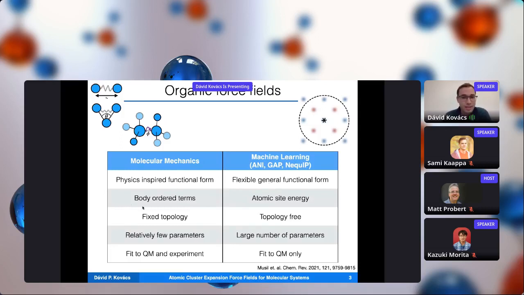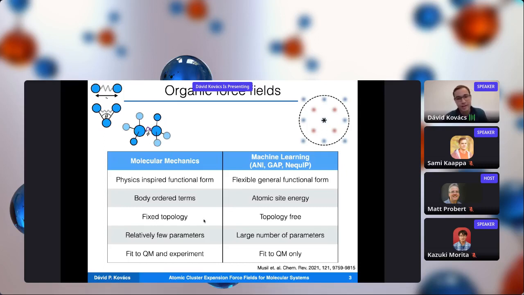What's interesting in molecular mechanics force fields is that their short-range part is body ordered. They have two-body bonded terms, angle terms, which are three-body terms, and then these dihedral torsional four-body terms. Whereas these machine learning force fields usually look at an atomic site energy, so they predict the contribution of each atom as a function of its neighborhood, but there is no explicit body ordering in the functional form. And we will see that this is actually important to have.